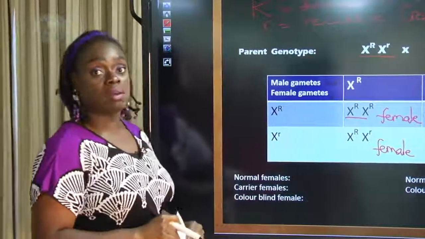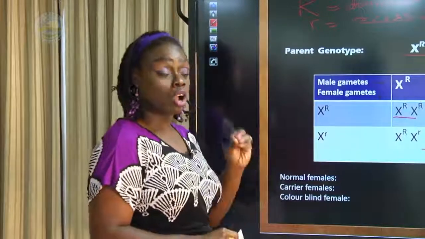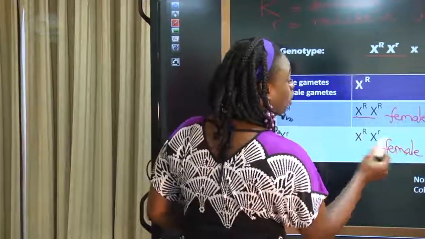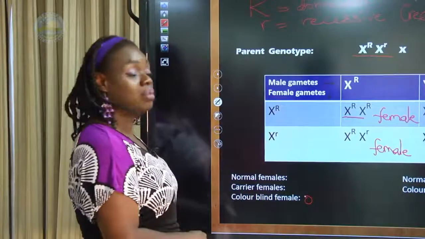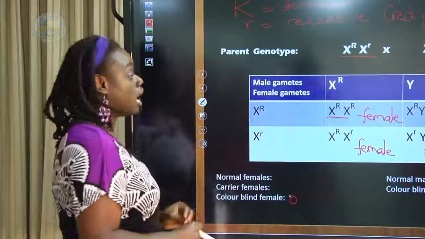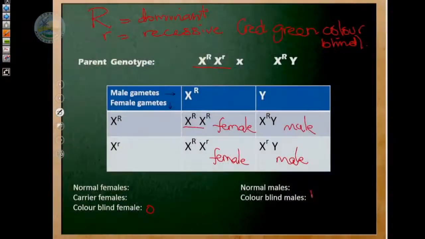For a female to be colorblind, she has to be homozygous recessive. She must have both small r's in her genotype. So how many colorblind females? 0 colorblind females. How many colorblind males? The colorblind male must have that one recessive allele, and here we have 1. So we have 1 in 4 colorblind males, or 25% of the males would be colorblind.